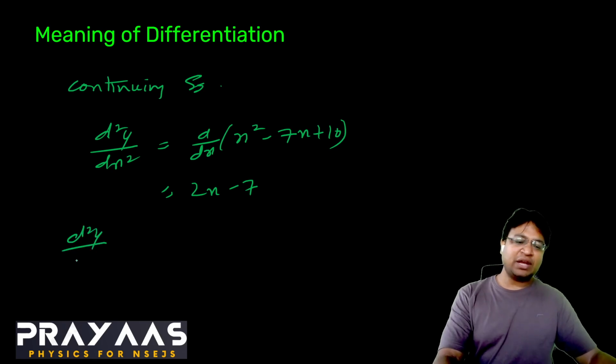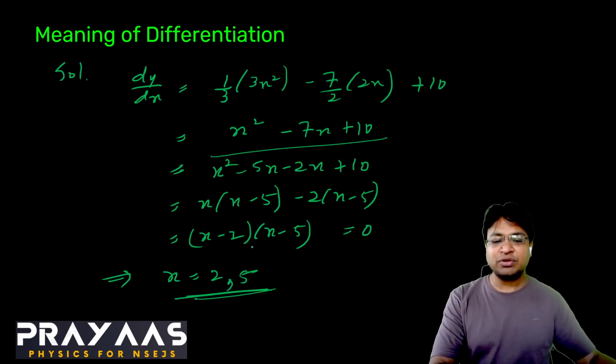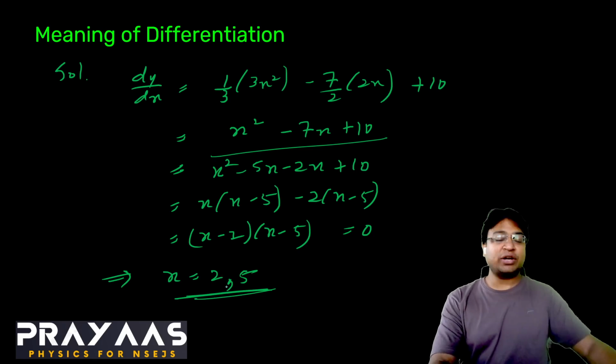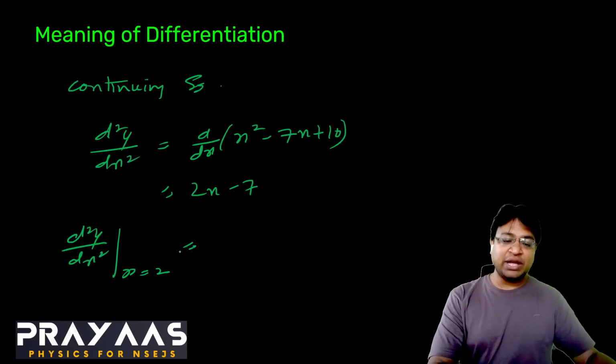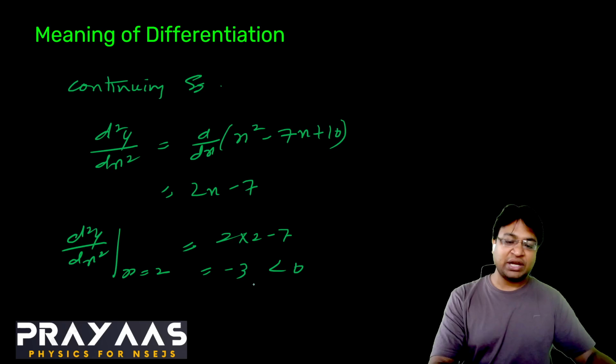Now, I calculate the second derivative at x equals to 2. Why x equals to 2? Because this is one of the critical points, right? So we have to check the second derivative at these x, not any other x. At x equals to 2, it will become 2 into 2 minus 7, that is minus 3. It's negative, which means x equals to 2 is maxima.